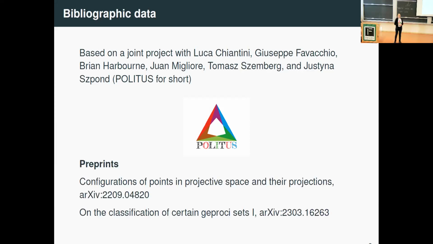And the talk is based on two preprints. The first one is the same as Giuseppe was talking about, but not chapter 2, the rest of the chapters. And the second is the new preprint from 2023. Both preprints are available on arXiv.